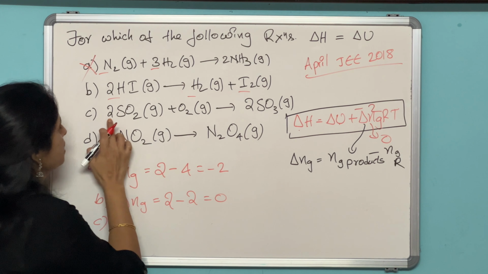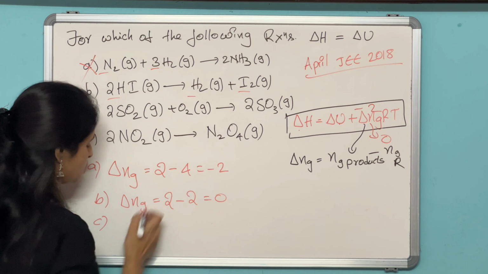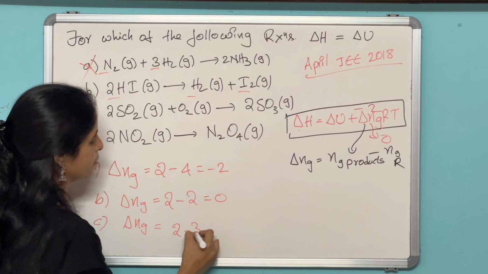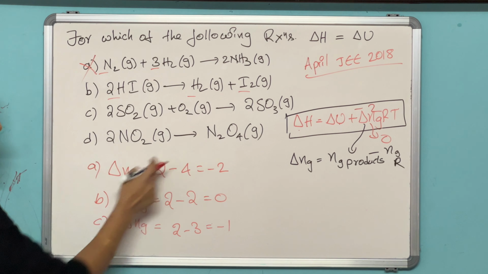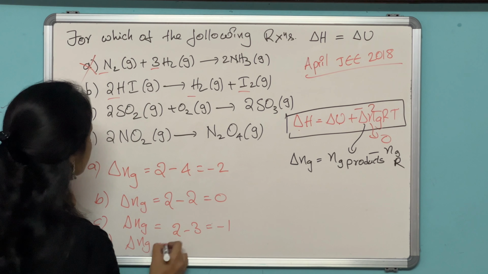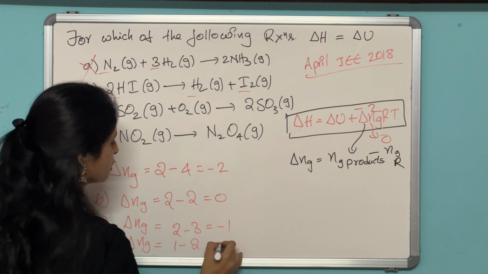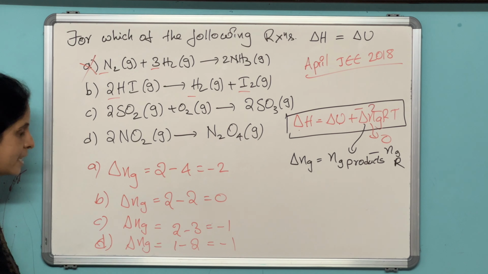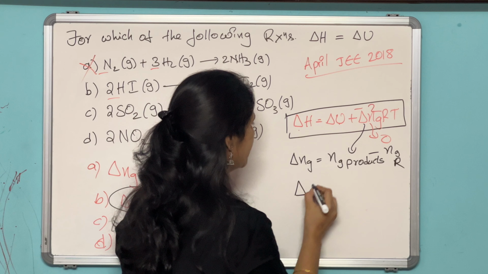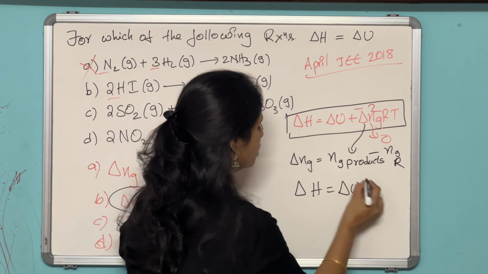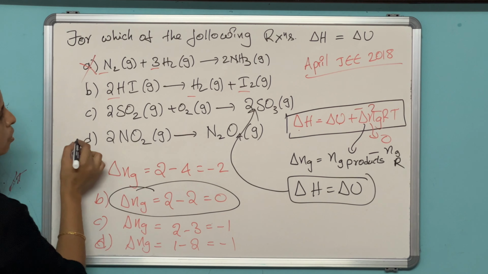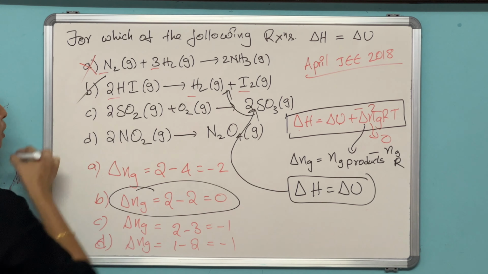Number of moles of gaseous products. So delta Ng of the third equation is 2 minus 3, which is equal to minus 1. Now you calculate for the fourth one. Delta Ng of the fourth one is 1 minus 2, that is equal to minus 1. So if delta Ng is equal to 0, this expression becomes delta H is equal to delta U. This is true in the case of the second equation. So your option will be B.